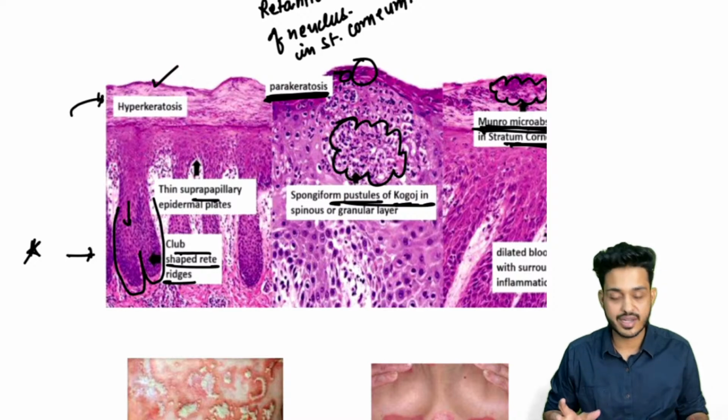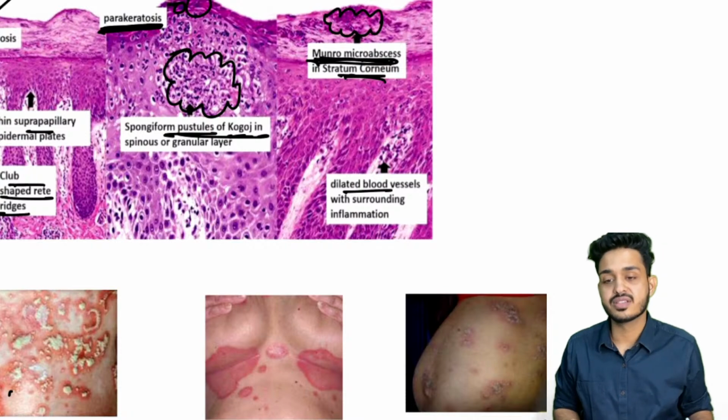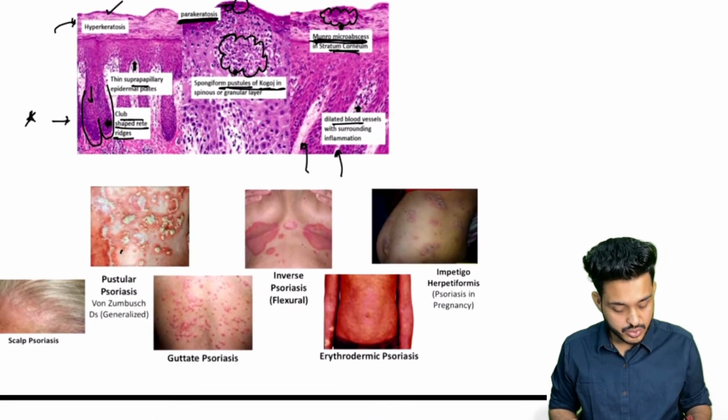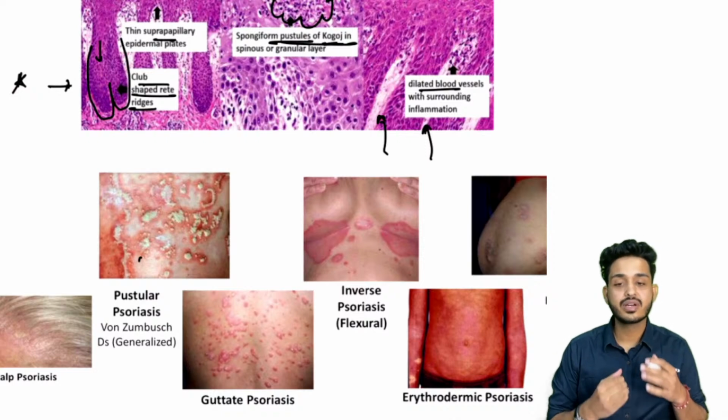बड़ी बड़ी retries होंगी, and what will happen, there will be dilated blood vessels. Okay, there will be dilated blood vessels. ये दिख रही हैं dilated blood vessels. Okay, so this is about the psoriasis. Okay, अगर psoriasis में, I have told you, there will be silver color scaling.